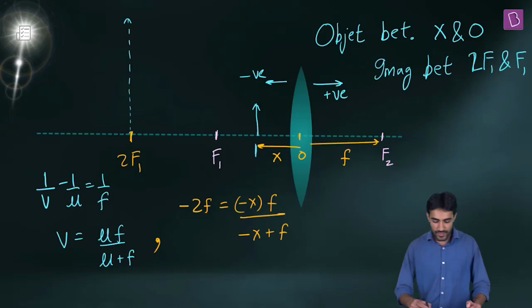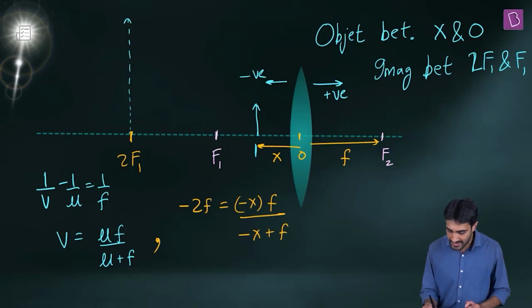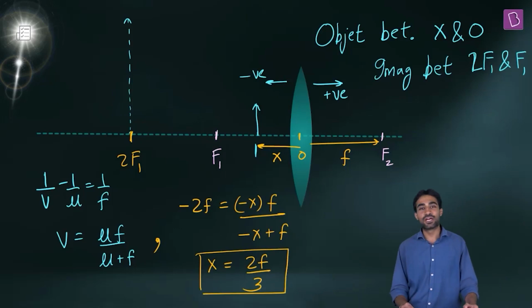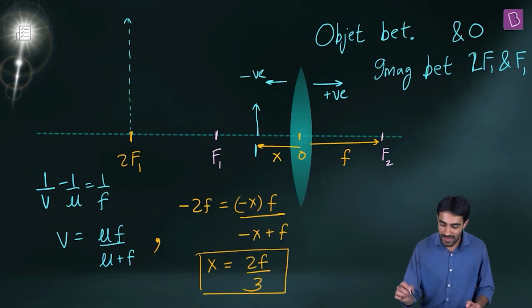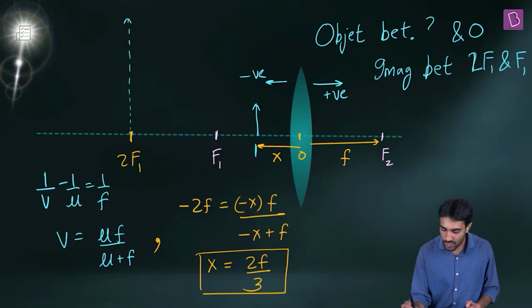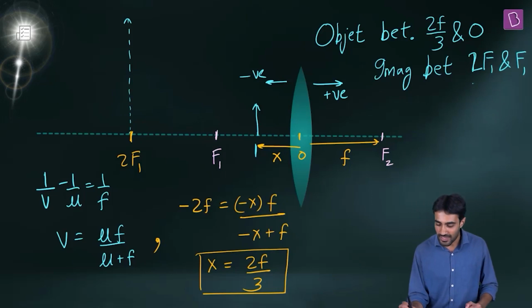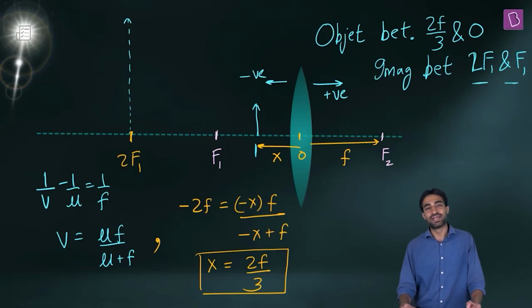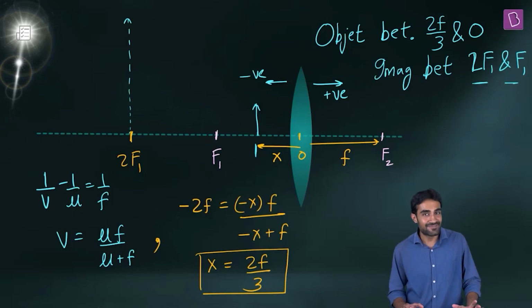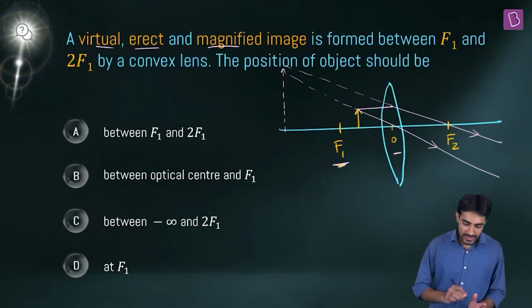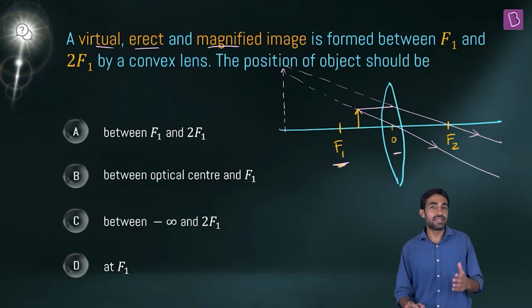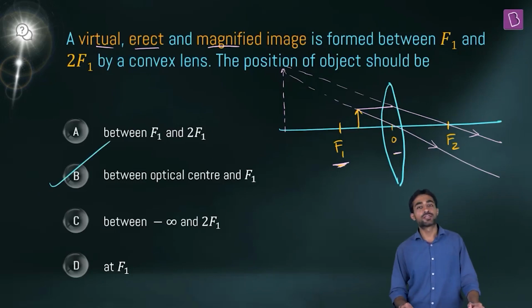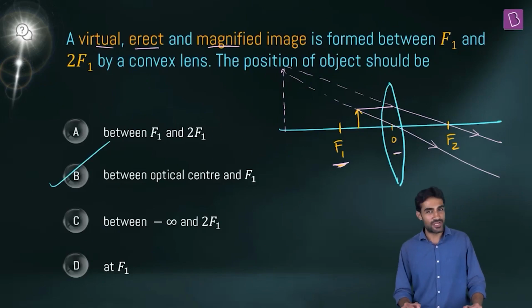Now, when we solve it, we will get the value of x, and you can see this value of x is coming out to be 2f divided by 3. So, where should our object be? Our object should be between 2f by 3 and the optical center, so that our image is between 2f1 and f1. So we have solved this question finally. Now let's see the options, and we can see that option B is the most appropriate one to mark. So option B is the right answer for our question.